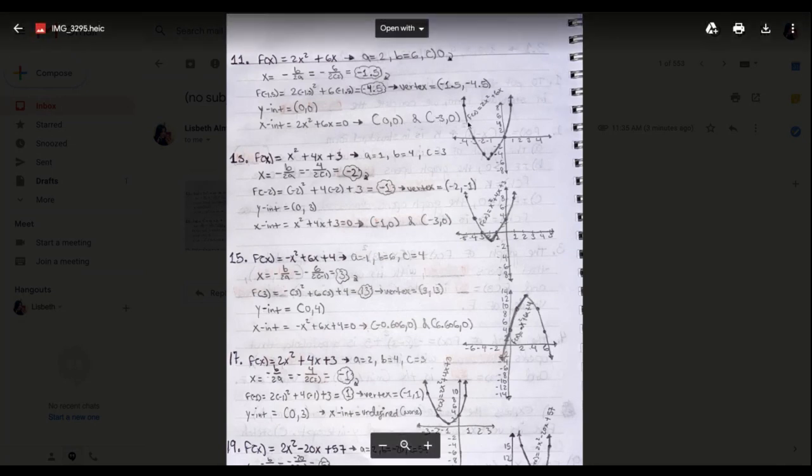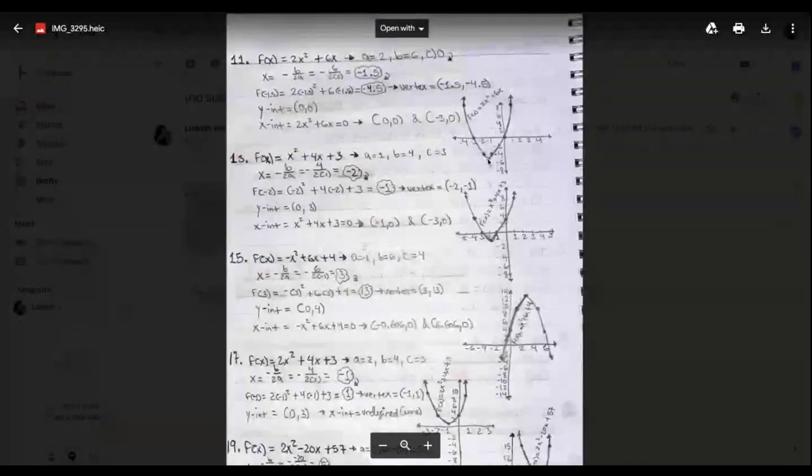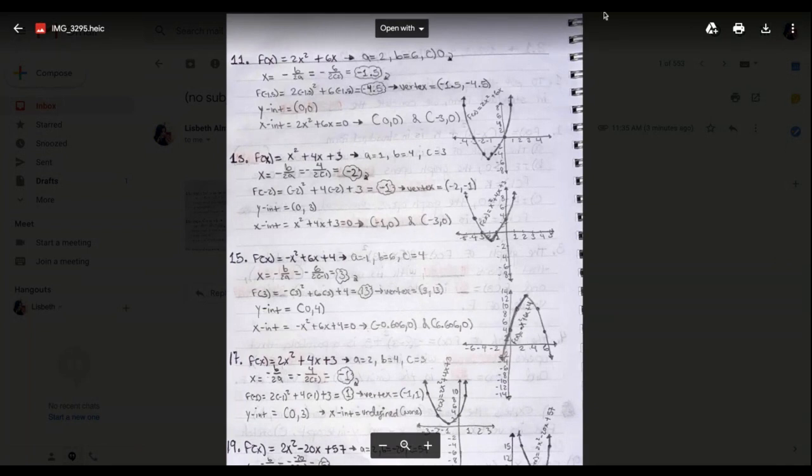And then I just sketched the graph here, and as we can see, it's a little bit small, so that's why it looks like a parabola, but it is a parabola. Here's the vertex, here are the roots, and then the y-intercept as well. That's it. Okay, great.